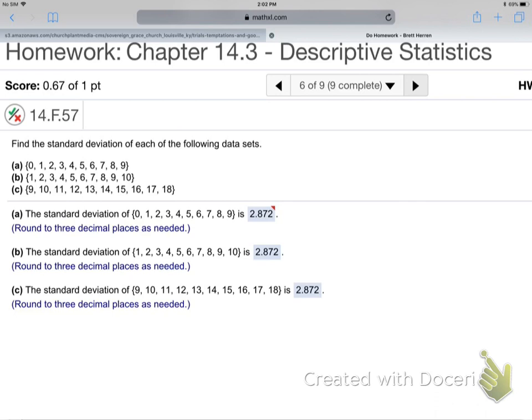What if I said, hey guys, I gave a quiz to one of my classes, and here are the quiz scores they got: 0, 1, 2, 3, 4, 5, 6, 7, 8, 9. And then I calculated the standard deviation, and it came out 2.872. What does that standard deviation mean? What does 2.872 mean? That means average distance from the middle, right? Average distance from the middle.